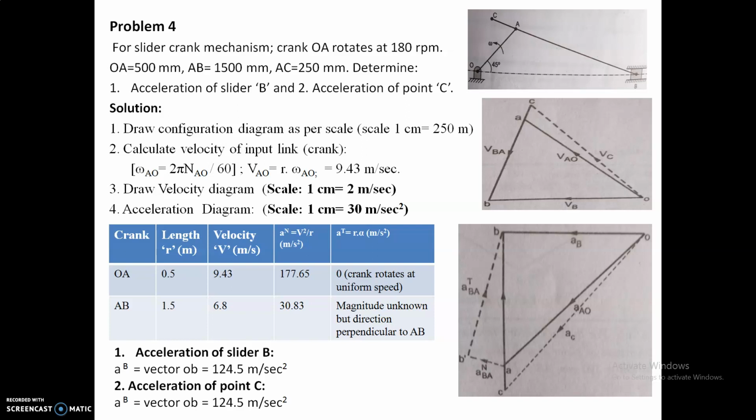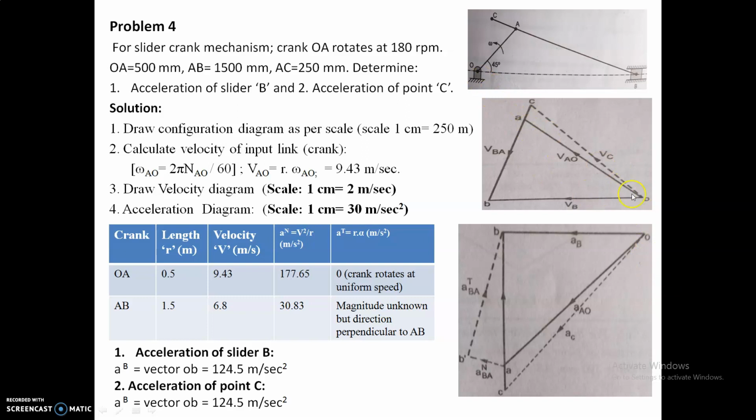In the given problem, the links are OA and AB. I have written the length, velocity, and normal component. The normal component is determined by the formula velocity squared divided by r, so you can easily determine the normal component value of the acceleration of the given link. For OA the tangential component is already 0 because the crank is moving with uniform speed, as given in the problem. And the link AB has both components, each with magnitude as well as direction. So first of all you have to locate the fixed point.